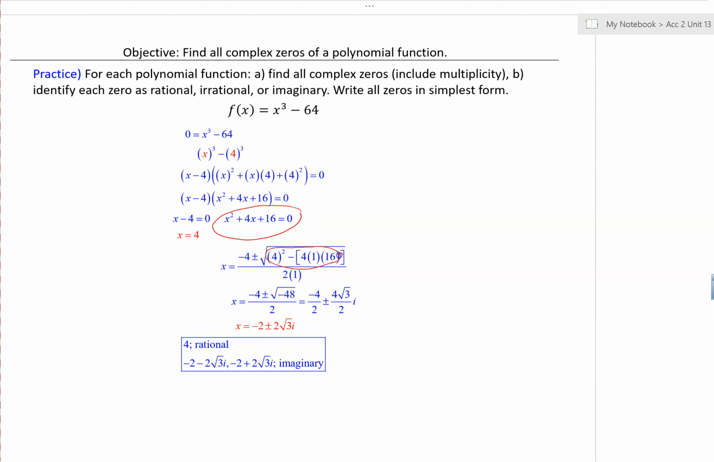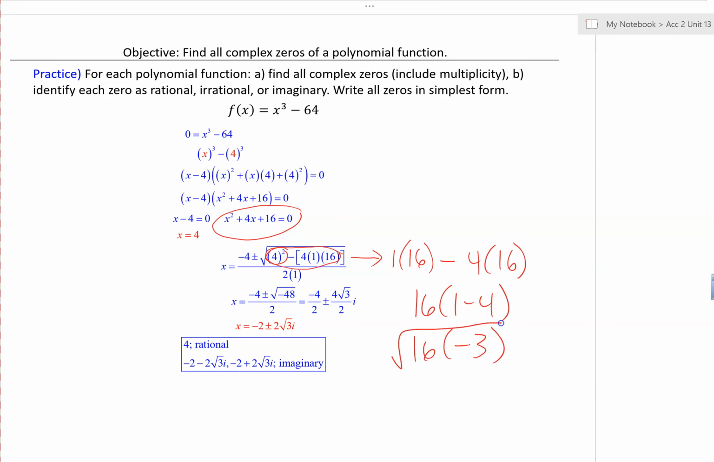This structure right here will turn out to be -3 times 16, since 4 squared is equal to 16. And so this is showing it as -48 because the math isn't too hard, but it will be 1 times 16 minus 4 times 16, and that would be 16 times 1 minus 4. That would be 16 times a -3, and that's the square root of 16 times the square root of 3 times the square root of -1, and that's what's giving this 4 root 3 times your i, and then your denominator, of course, don't lose that, of 2.